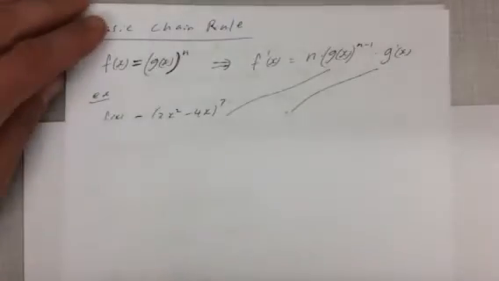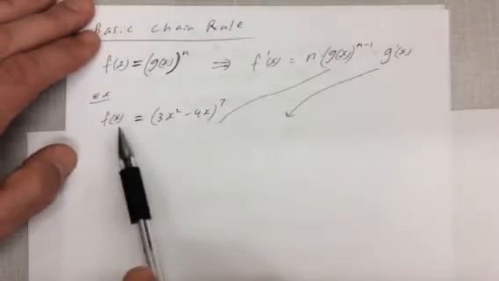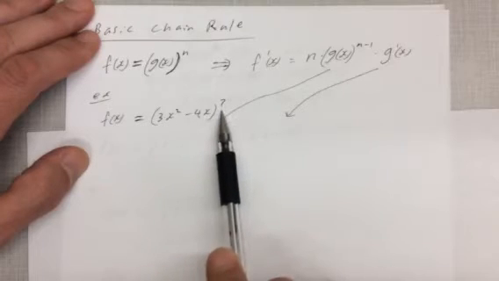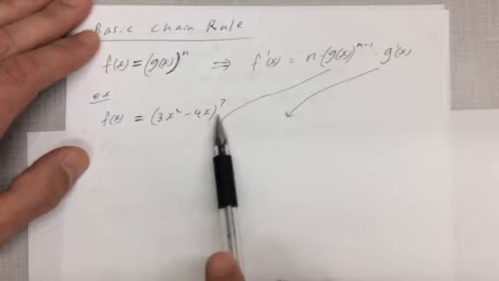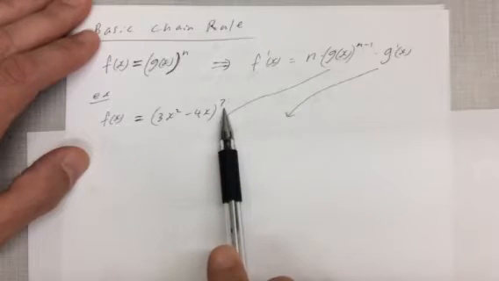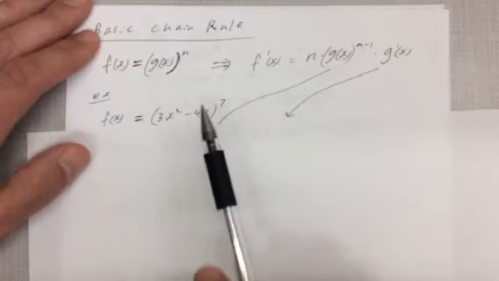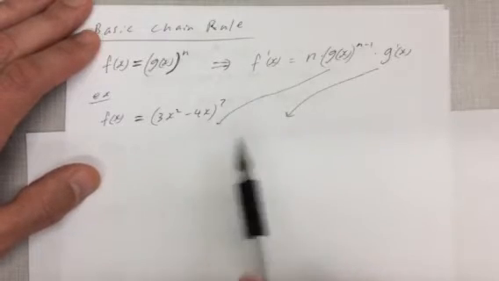Okay, an example here. f of x equals (3x squared minus 4x) to the 7, all to the 7. You don't want to multiply this out. This is going to take a long time. You could, but what if that exponent was 305? You wouldn't want to expand that out. It would be too long. So there's a shorter way of doing that, and that's using the chain rule.